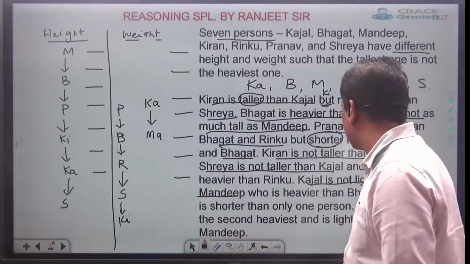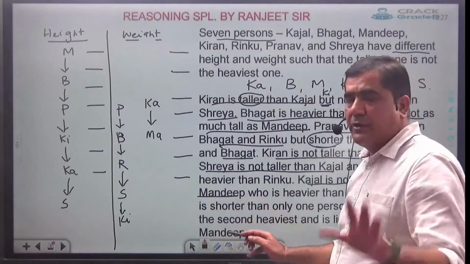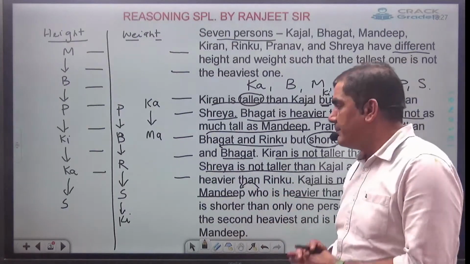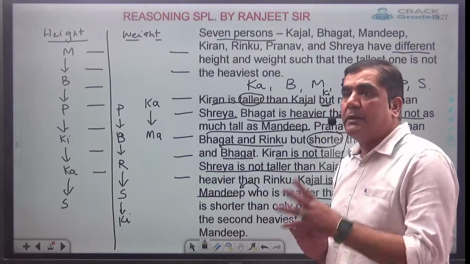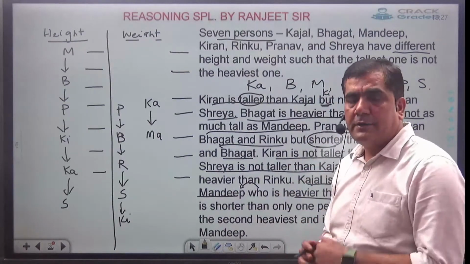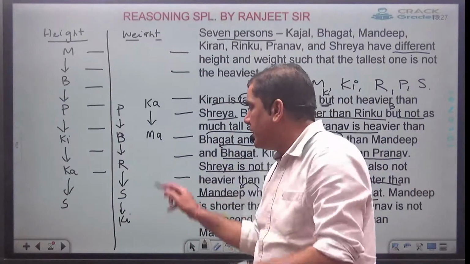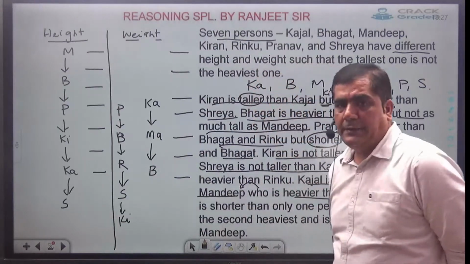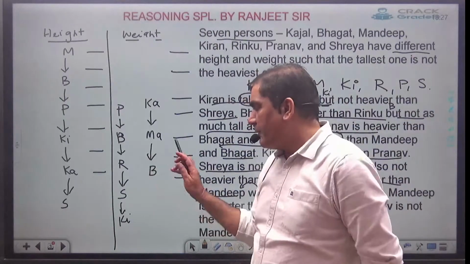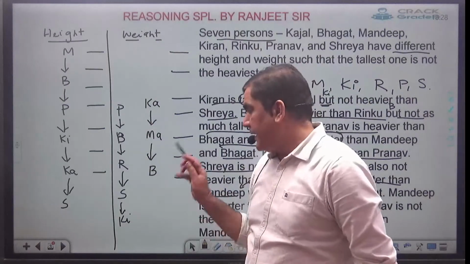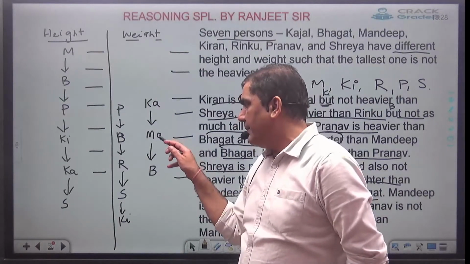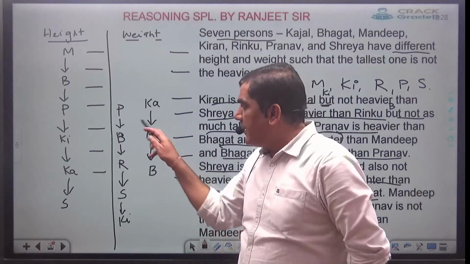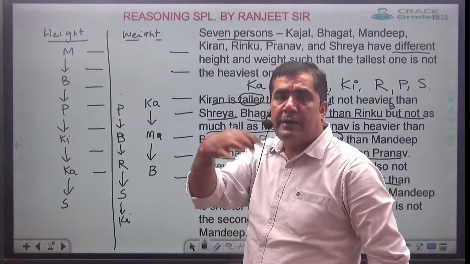Okay, let's start. Kajal is not lighter than Mandeep. We have done that. Then Mandeep is heavier than Bhagat, which means Mandeep should be above Bhagat. Below Mandeep there must be Bhagat. Clear? Now just see. From here, above B should be P. And here, above B should be M or K, Mandeep or Kajal. Now Mandeep can be over here or over here also. So there are 2 possibilities for Mandeep.